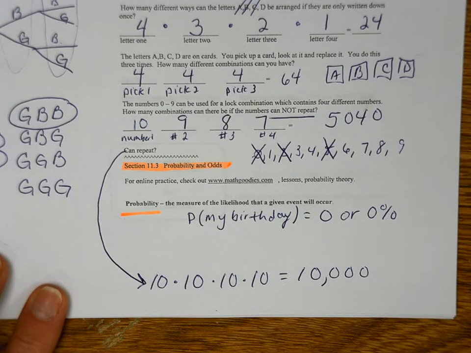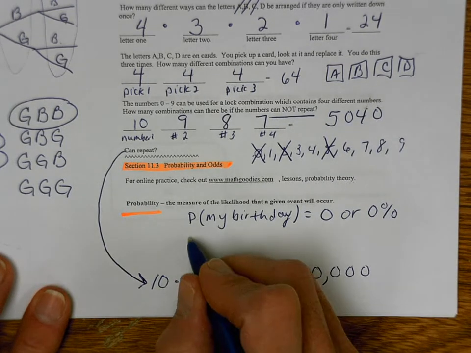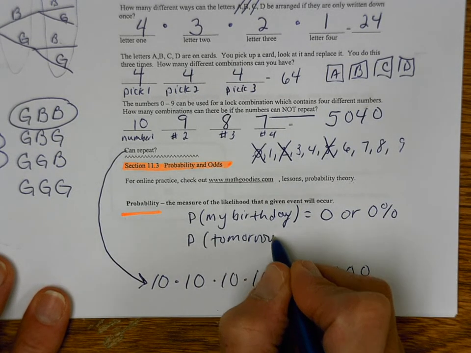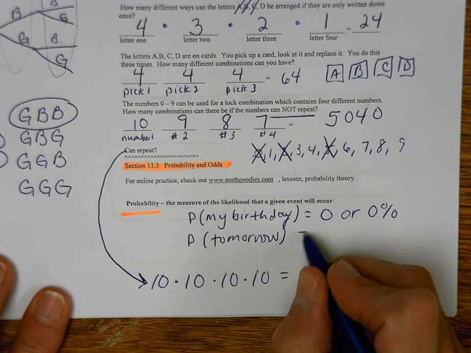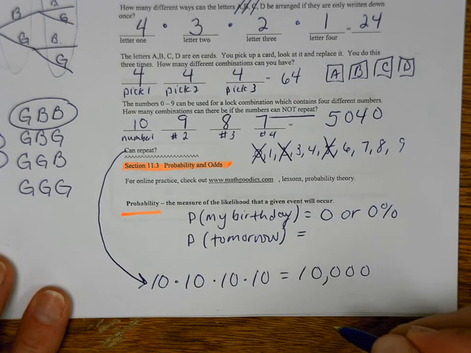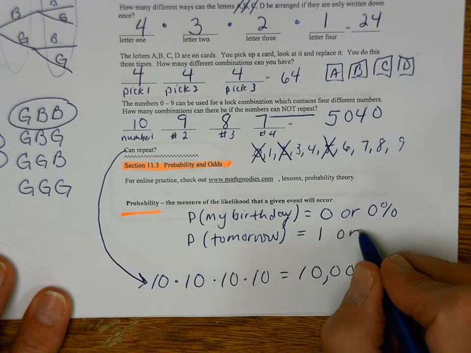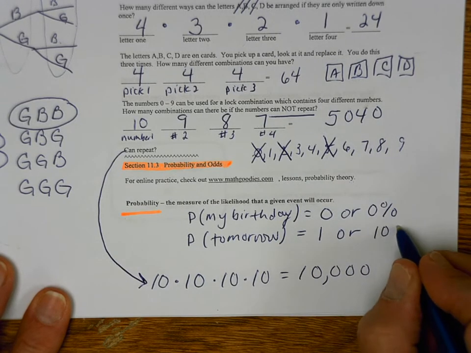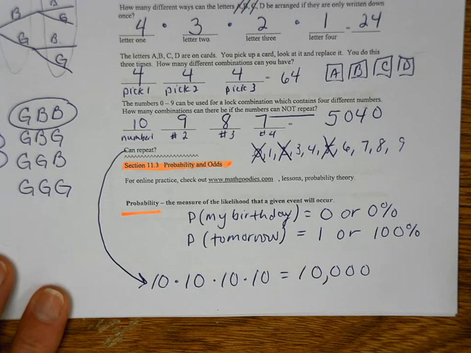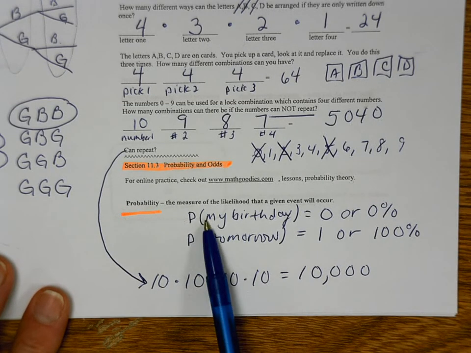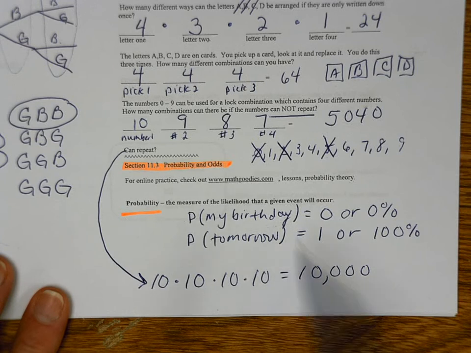What's the probability that tomorrow's going to be here? Tomorrow's definitely going to be here. I mean, I might not be here tomorrow, but tomorrow will be here. So the probability of tomorrow being here is 1 or we say 100%. P stands for probability. What you're talking about goes inside of parentheses.